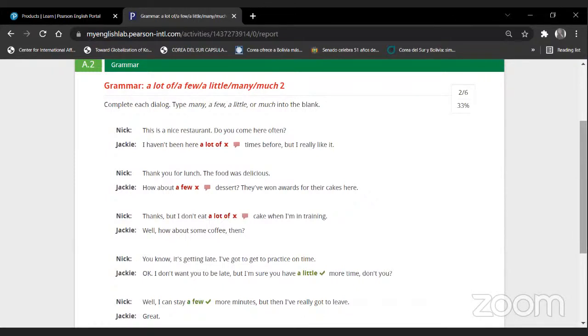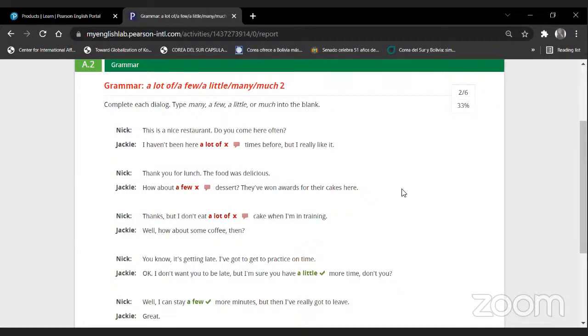So let's put much or many. For example, in number 1, what is the correct one? Many times before. Okay, in this case, times is acting like a count noun. So, many times.